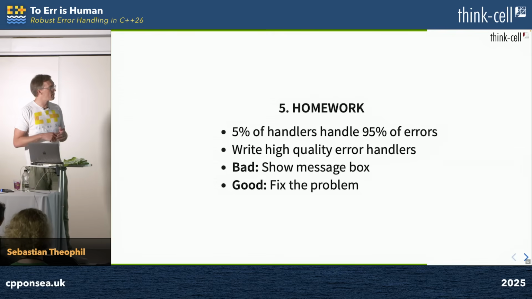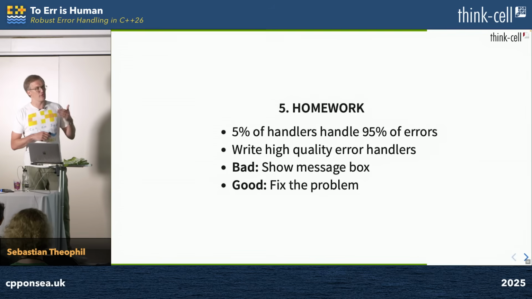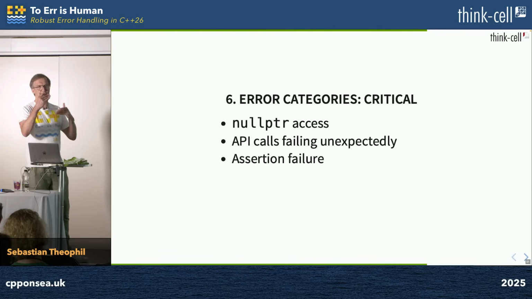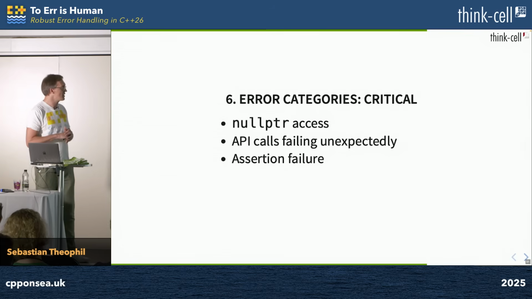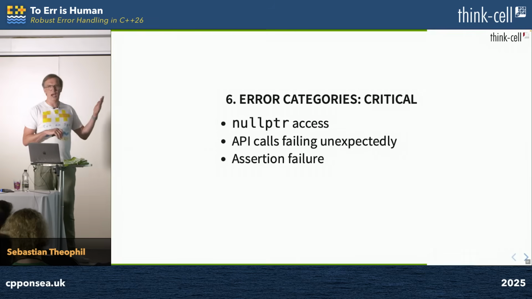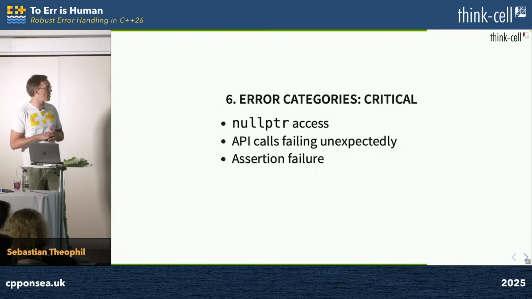And we do one other thing that I think the contract proposal has already thought about and that they will propose in the future version. Of course, our errors have different categories, so different categories of severity. And they have different behavior. So we have critical errors, null pointer access, for example, API calls that return an unexpected error, or failing asserts.